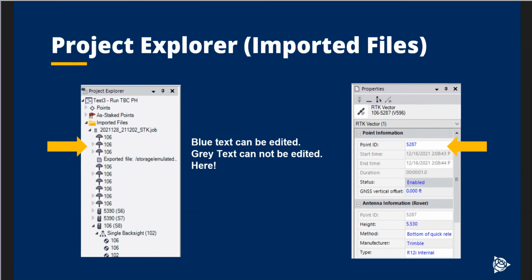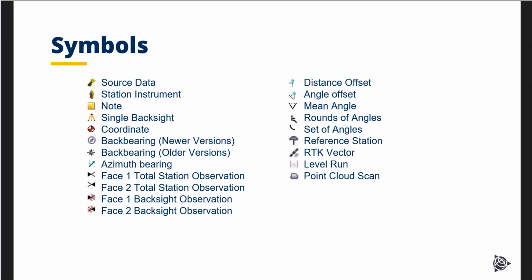Now the symbology. Here's a quick breakdown we made of the different symbology that you could find inside the Project Explorer and what those mean. So we have the source data, the instrument, any notes made in the field, including deleting of points. That's a note. Single backside, you can undelete points that are deleted in the field. That's interesting. Most people don't know that. You can go back in and say, hey, why did they delete that?